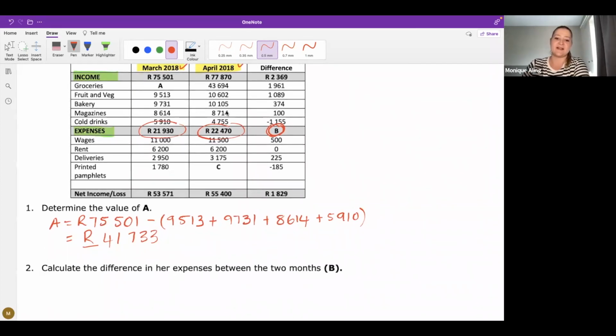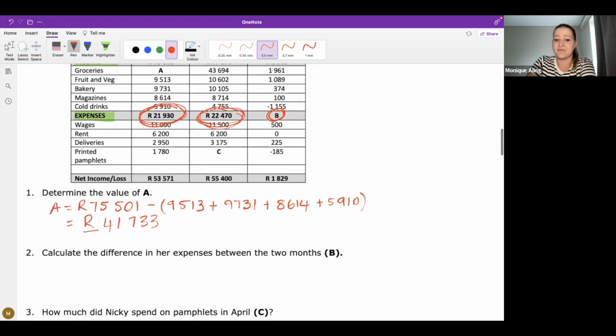We have to work out the difference between April and March. Now, naturally, you would want to take March's amount minus April, but remember, we always take the current month. So April would be the more current month minus the older month. Okay, so it would be 22,470 minus 21,930.